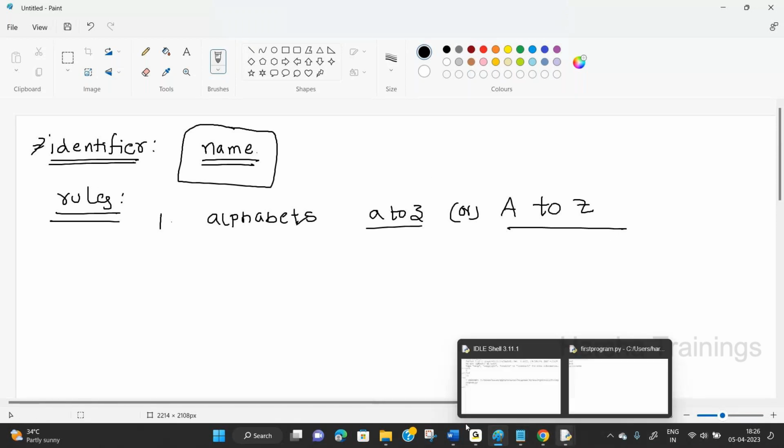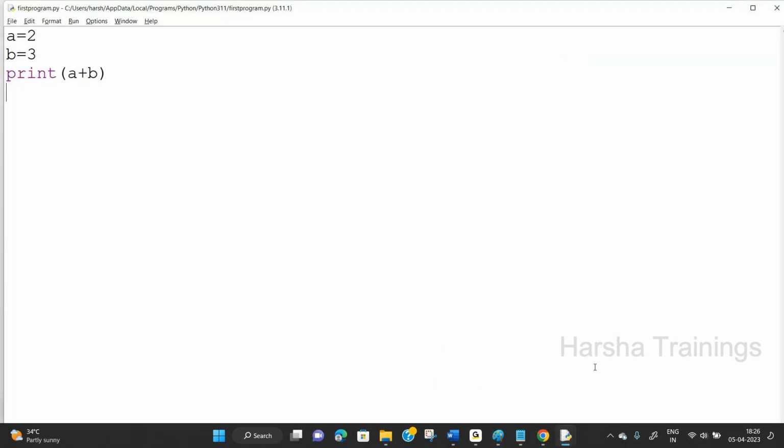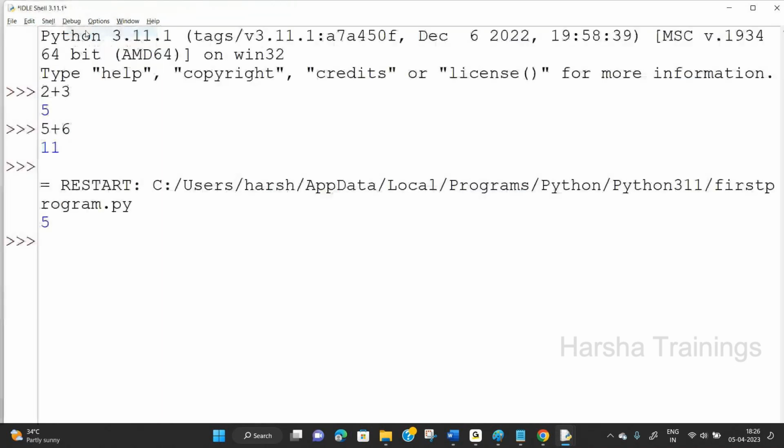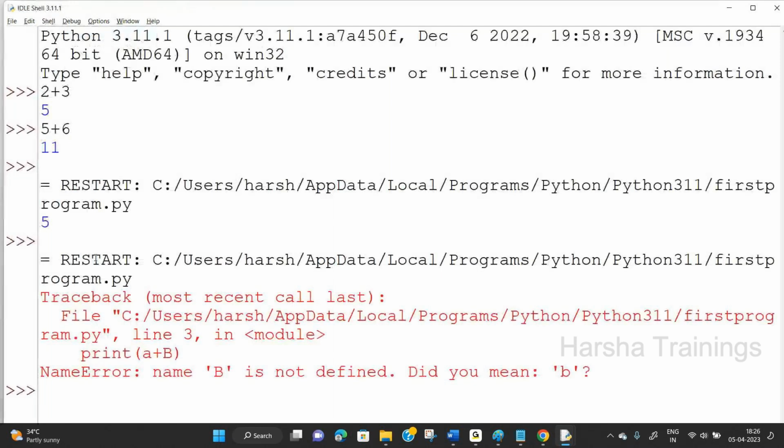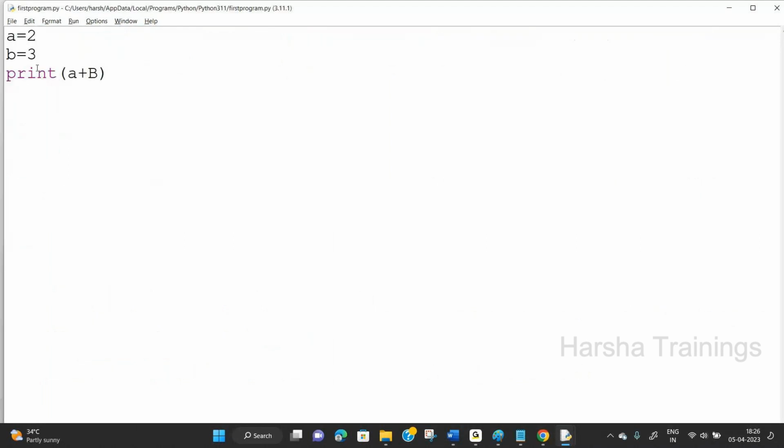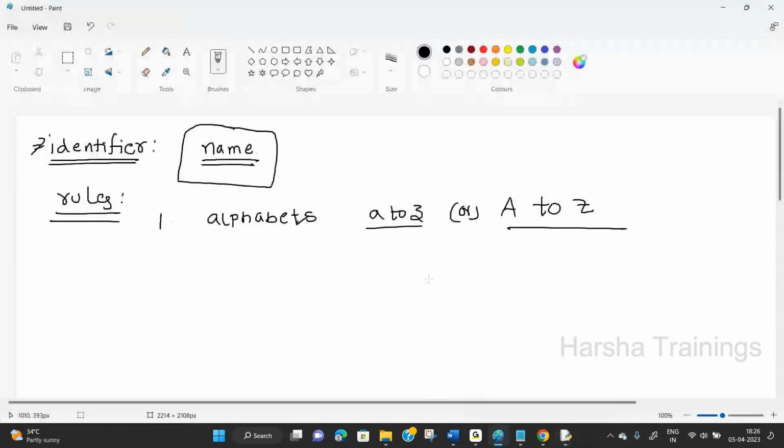I will show you this one right now. Suppose see this one. Here I am using capital B. Save, control S, save, execute. See this one, we are getting an error. Yes or no? Name B is not defined. Why? Here I am using small b, here capital B. Now you understand? Lowercase letters are different from uppercase letters. Now a name consists of alphabets.